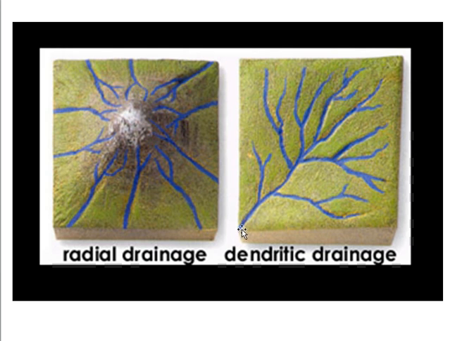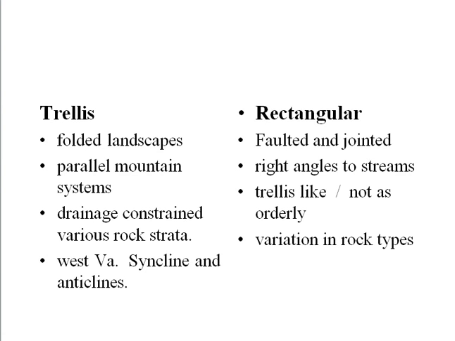You can see that dendritic has these small tributaries up in the upper right hand corner of this image that join into the stream as they flow down river. Radial, however, these small little Y-shaped tributaries start up at the top of the volcanic cone, and they don't flow together. They kind of flow out from that circle. And that makes sense when you think about the structure of a volcanic landform.